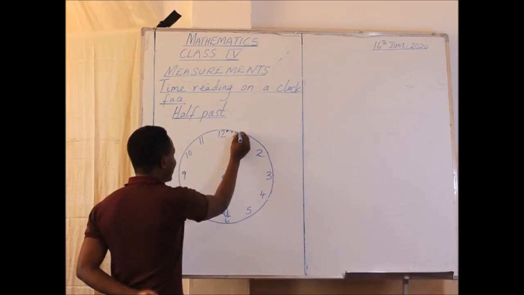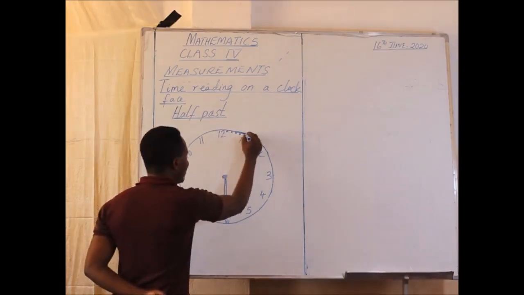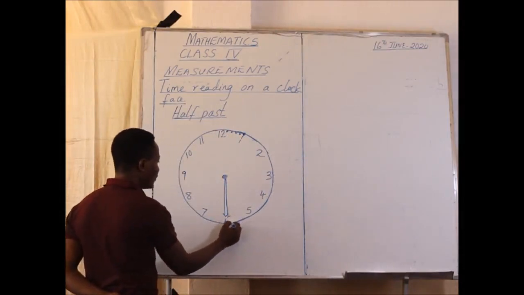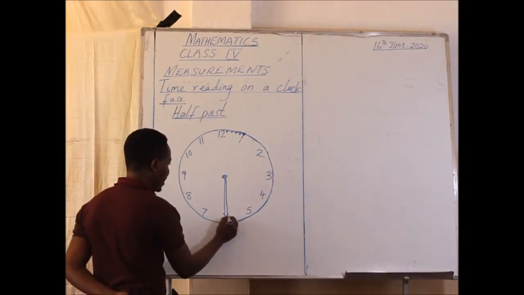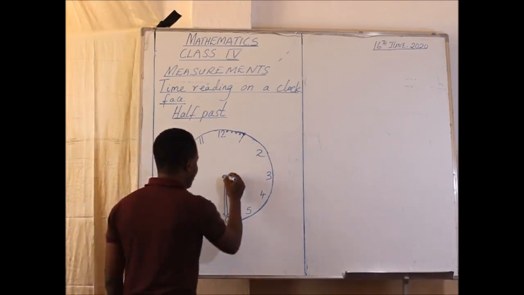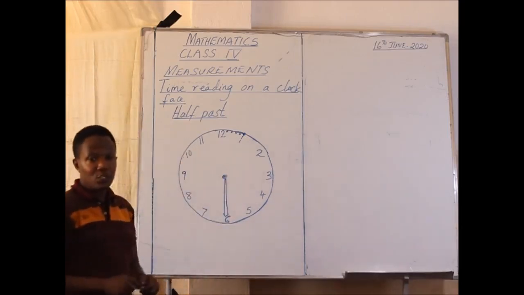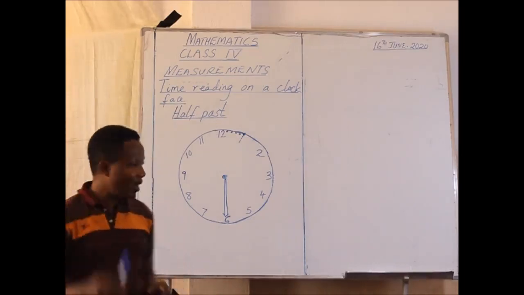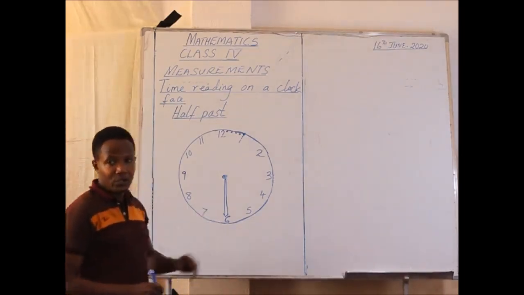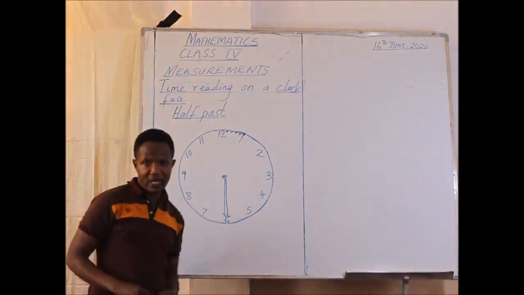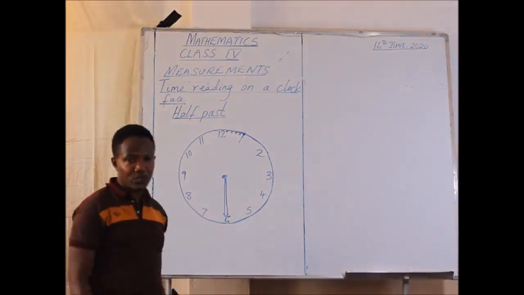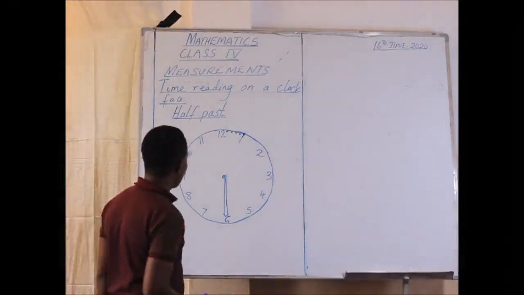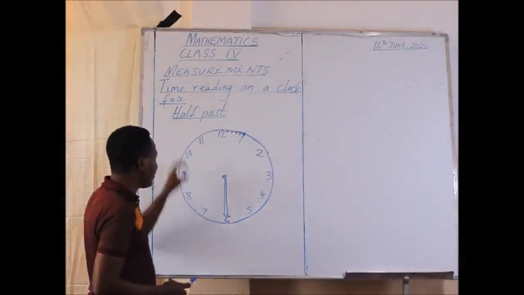In a clock face, we have two arms, the long arm and the short arm. The long arm is used to show the minutes, and the short arm is used to show the hours. Because today we are going to deal with half past.